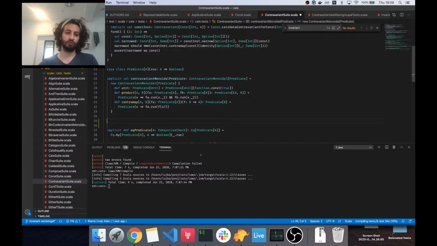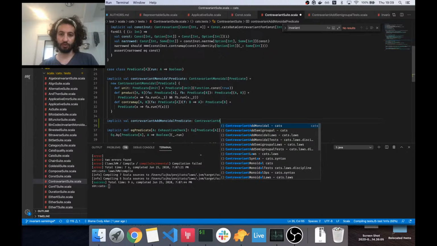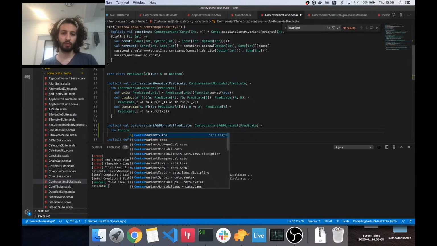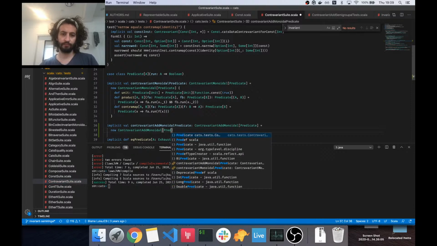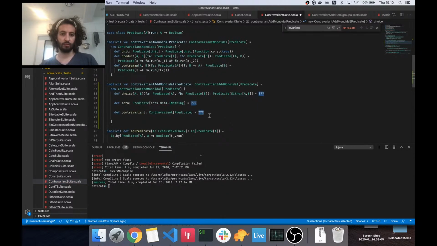So what we'll do here is we'll just reuse this and create an actual contravariant add monoidal. Create an actual instance of this type class, which we haven't done before. Not just an inductive one. So contravariant for predicate. So we will. What happens if I do this? Oh, that's actually perfect. That's exactly what I want.